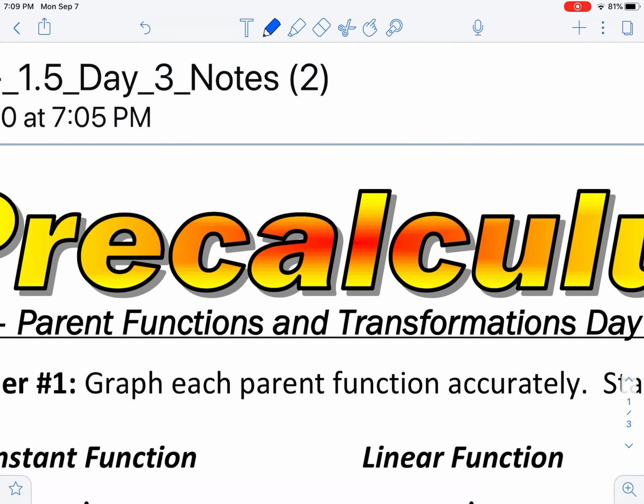All right, here we go again, 1.5, day 3, parent functions and transformations. You can go ahead and start by drawing each one of these parent functions, and this time stating their domain. Then we have one warm-up just to make sure we're okay with this, and then we'll move on to piecewise functions. So go ahead, pause your video, and try the warm-up.